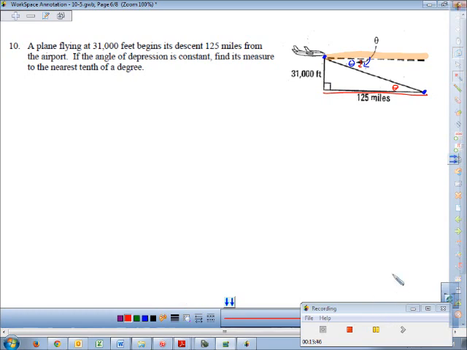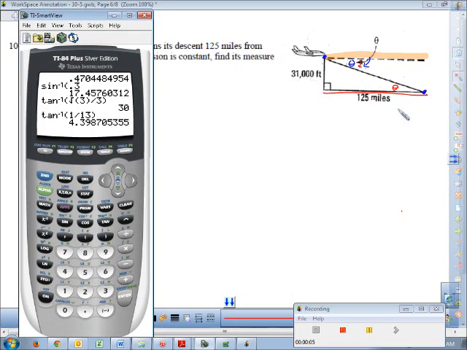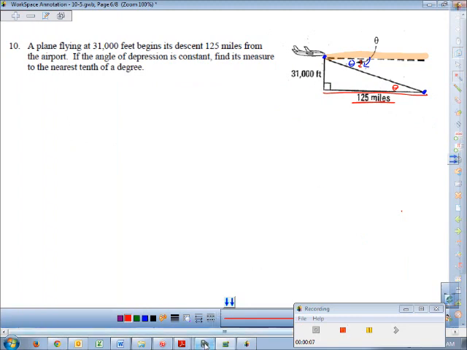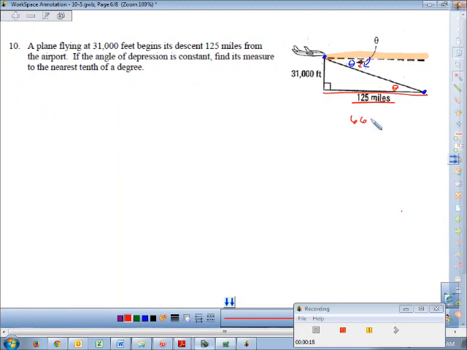Pause the video, give it a shot, and check back when you're done, video people. What we have discovered is that these are not in the same units. So I'm going to change this into feet by taking that 125 times 5,280, getting a big old 66 with 4 zeros. Is that right? 1, 2, 3. Is that 4 zeros? Go back and put in a comma.